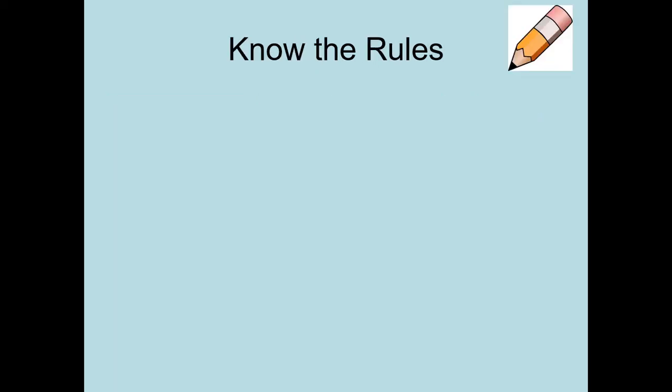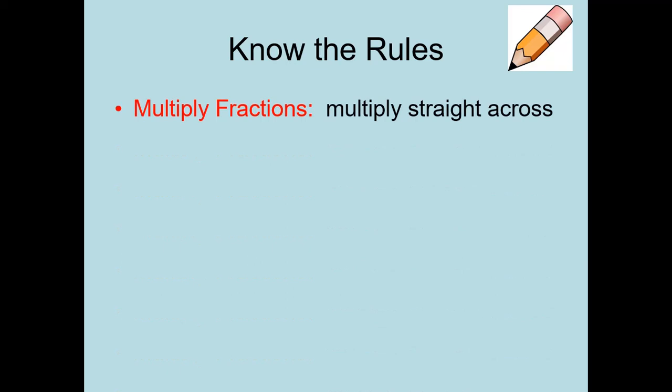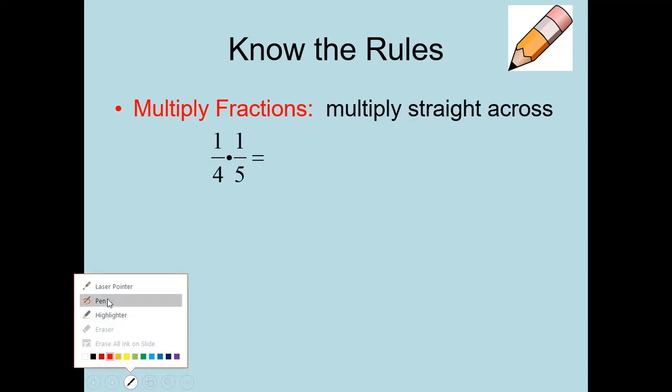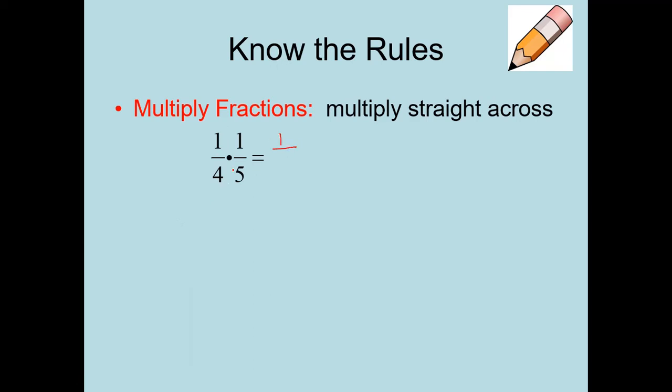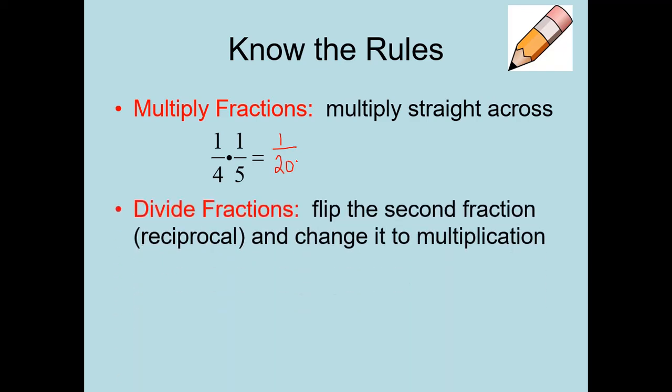So, we're going to need to know some rules. First, multiplying fractions, remember, you multiplied straight across, okay? So if I have 1/4 times 1/5, you multiplied the 1 and the 1, and you got 1. You multiplied the 4 and the 5, and you got 20. So we got 1/20.